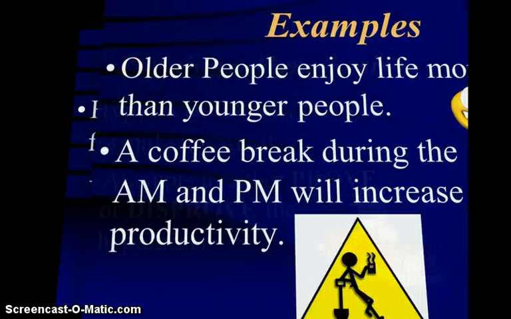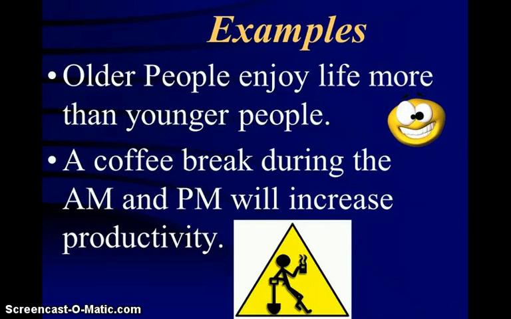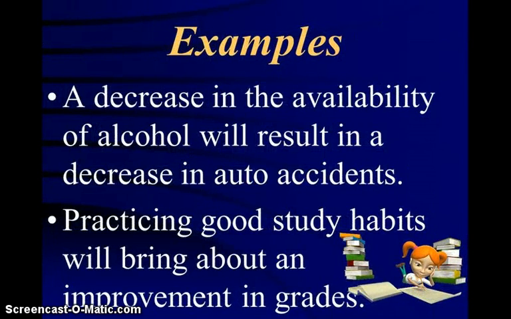Let's take a look at 4 hypotheses. That's the plural. Okay. For example, older people enjoy life more than younger people. That's one example of a hypothesis. Okay, it's a prediction that you would then test to try and either prove or disprove. Second hypothesis. A coffee break during the morning and afternoon will increase productivity. We'll come back to these here in a minute. Third, a decrease in the availability of alcohol will result in a decrease in auto accidents. And fourth, practicing good study habits will bring about an improvement in grades.